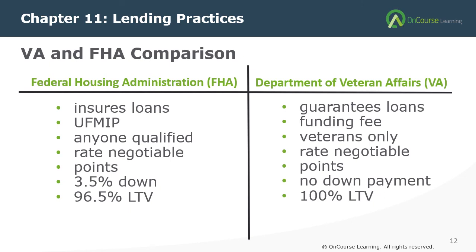So the VA guarantees loans, and how much is guaranteed is on a sliding scale. And a funding fee is charged for this type of guarantee, and it's one time only. Of course, only veterans are eligible for this program. They must receive what's called a certificate of eligibility. The rate between the borrower and the lender is negotiable. Points can be charged on a VA loan, and there is no down payment requirement, so that leads to a 100% loan-to-value ratio.